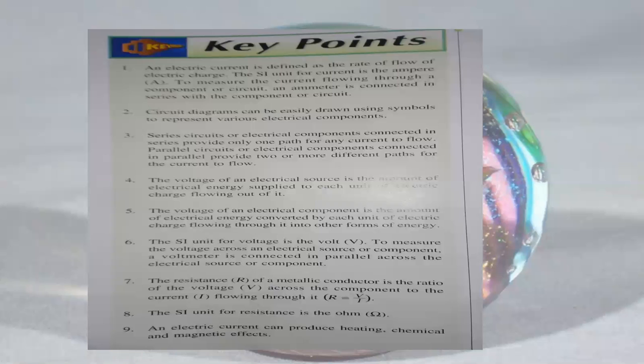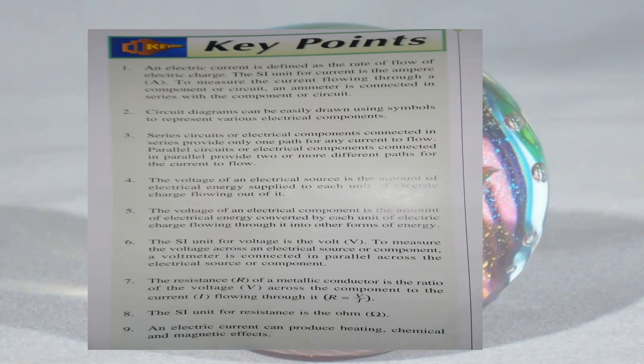An electric current is defined as the rate of flow of electric charge. The SI unit for current is ampere. To measure the current flowing through a component or the circuit, an ammeter is connected in series with the component or the circuit. The first point is, what is electric current? We defined it as the rate of flow of electric charges.